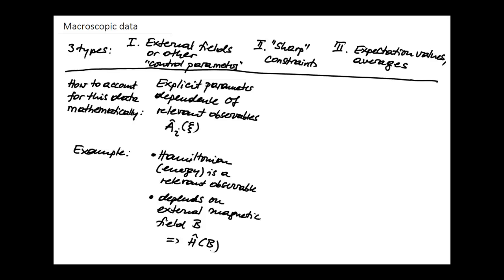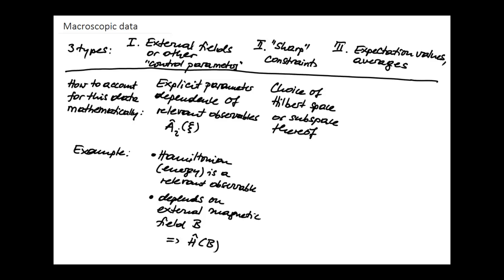What about the type 2 macroscopic data, where you are given sharp constraints? In that case, the way you account for that mathematically is in your choice of Hilbert space. Well, we're doing all of this quantum mechanically from the start. If this were classical, then this would manifest itself in the choice of phase space. But here we're talking quantum mechanics, so it's reflected in your choice of Hilbert space, or a subspace thereof.